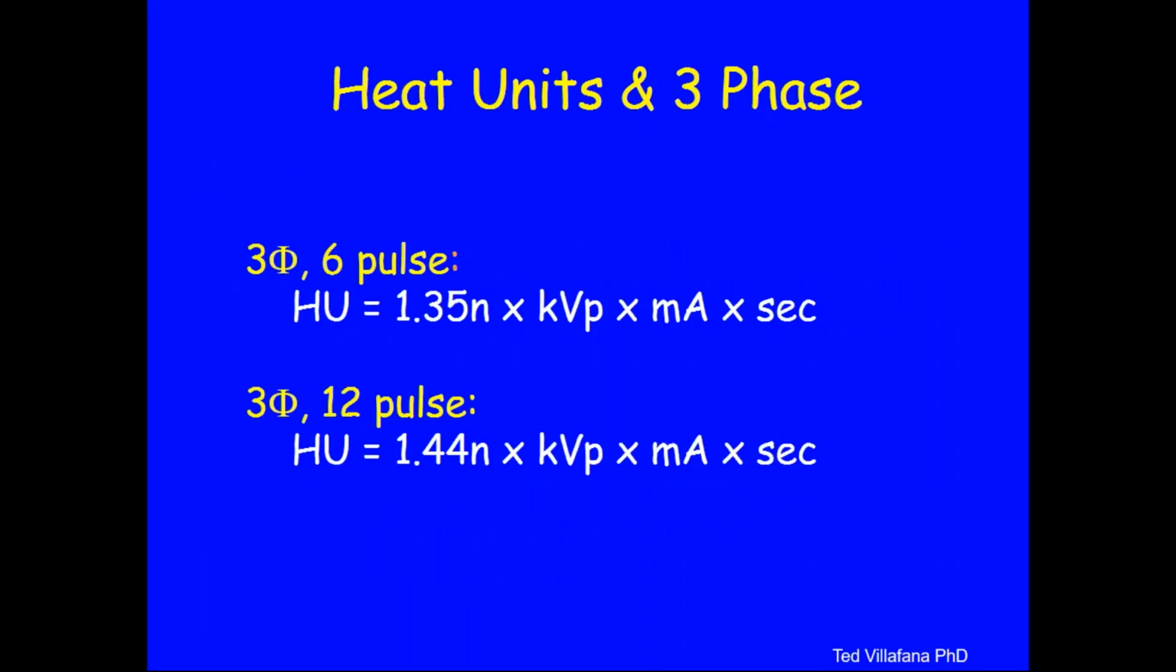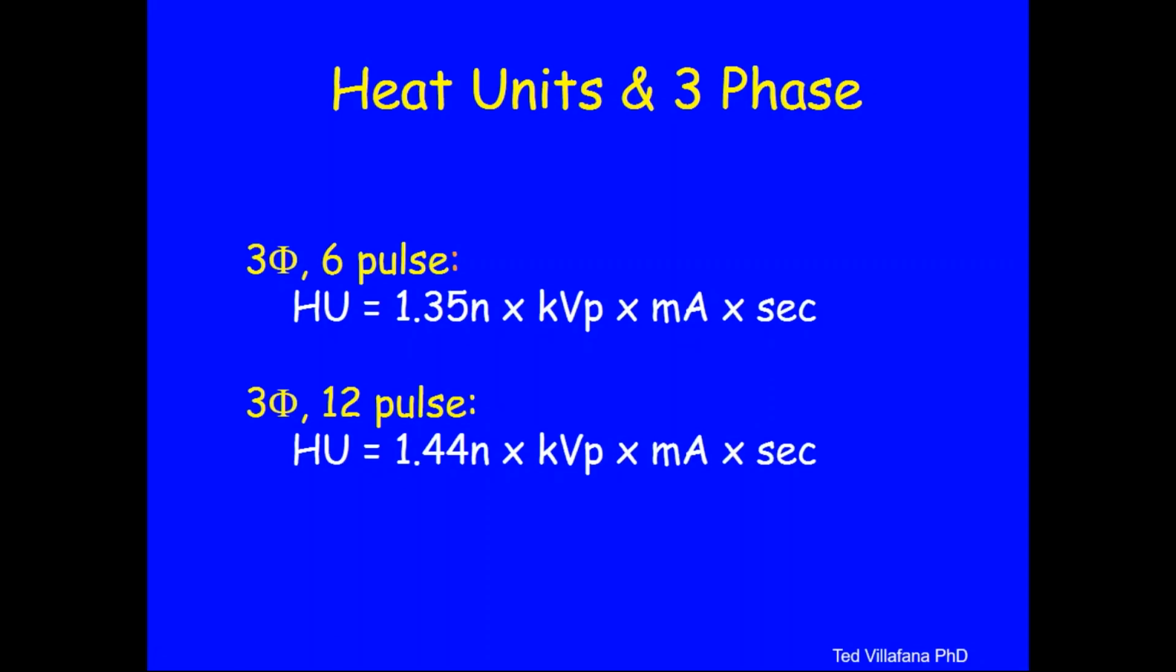Now here is a couple of other wrinkles on this. Remember we saw that in three-phase the average is much closer to the maximum and is almost the maximum. Well, that means that when you go to three-phase, for the same kV, MA, time settings, you produce more energy. And how much more energy? Well, these little nitty-gritty numbers, 1.35 for 6 pulse, 1.44 for 12 pulse. I don't think you have to remember the actual value of the number, but the idea, the concept.